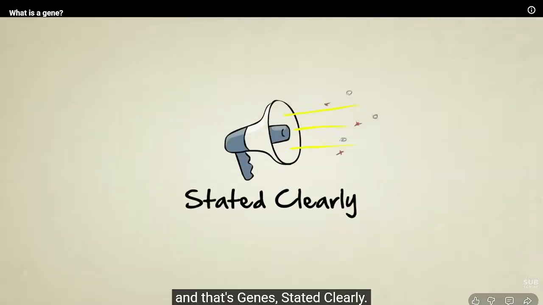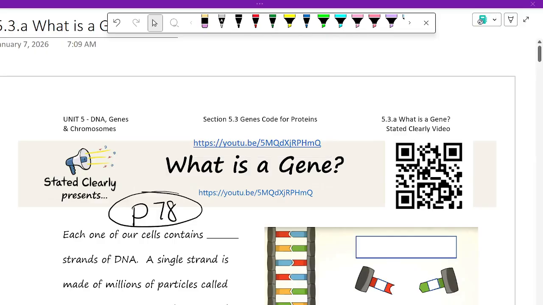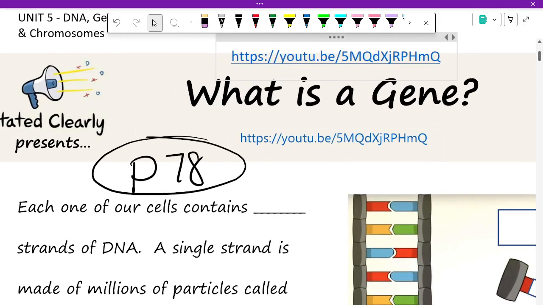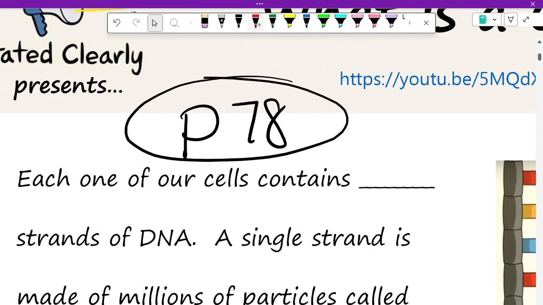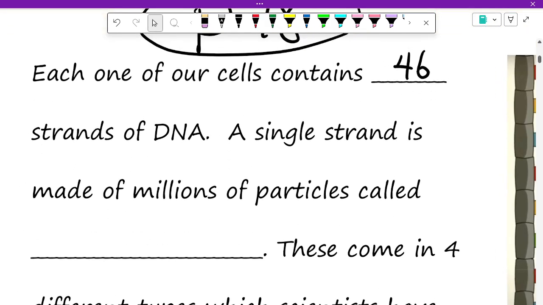Okay, let's go through and fill everything in, if you didn't write anything down or if you missed a few things. How many strands of DNA does each of our cells contain? This is page 78. 46. A single strand is made of millions of particles called nucleotides.